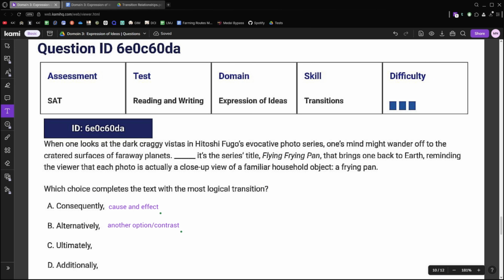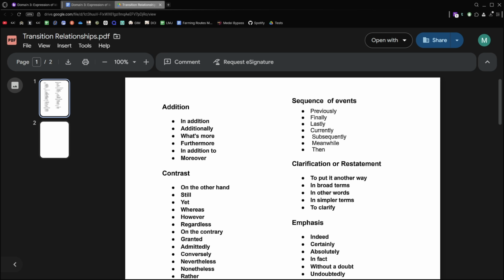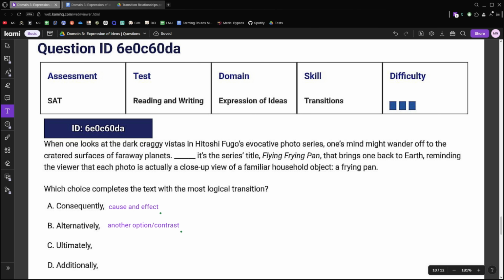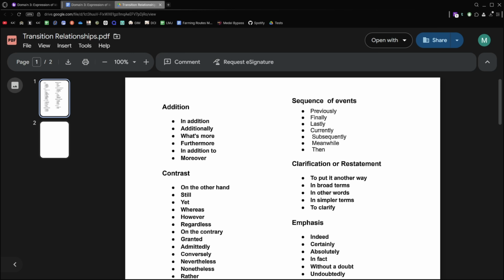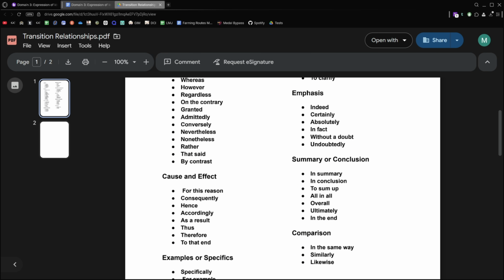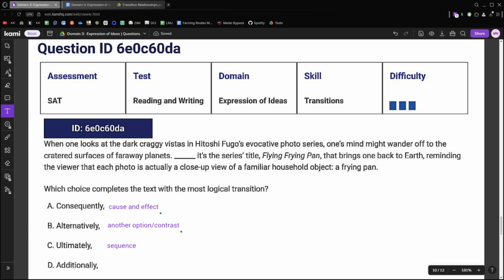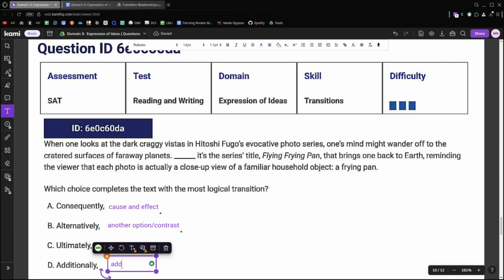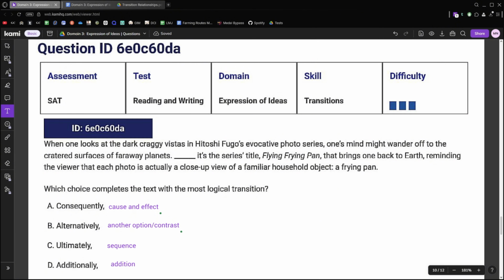Ultimately, this is a sequence of event kind of transition word, but really it just means at the end of the day. Sorry guys, low-key it's kind of sequence, but really it is also a summary or conclusion right here, ultimately. But in the context of that question, it was kind of sequence, and you'll see why as we answer the question. Additionally, that is obviously an addition word. Unfortunately, once again, none of them fall in the same category, so we can't get rid of anything just yet.